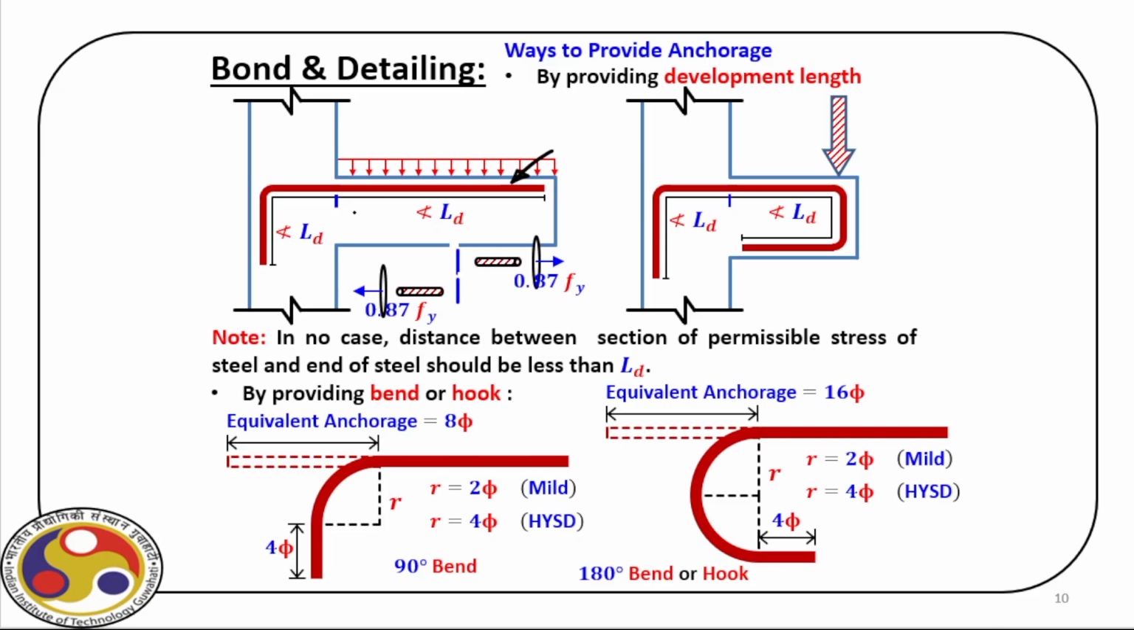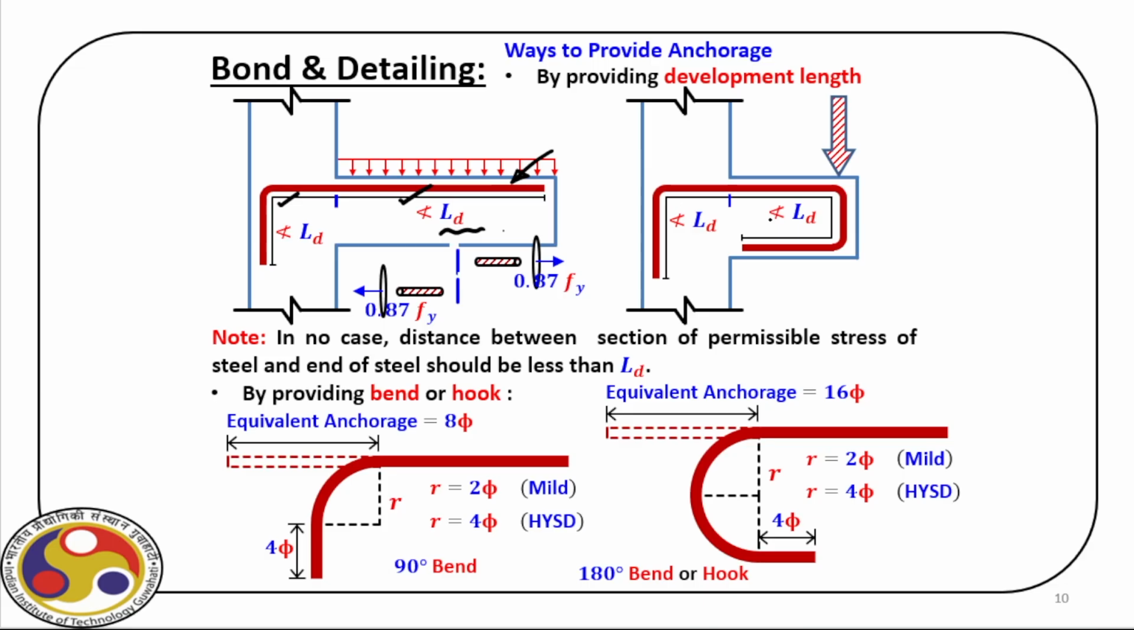Now, as you can see here, this entire reinforcement we can split into two halves. One is here and another is there. In both cases, the length should not be less than the development length that we can calculate. The procedure I have already explained.